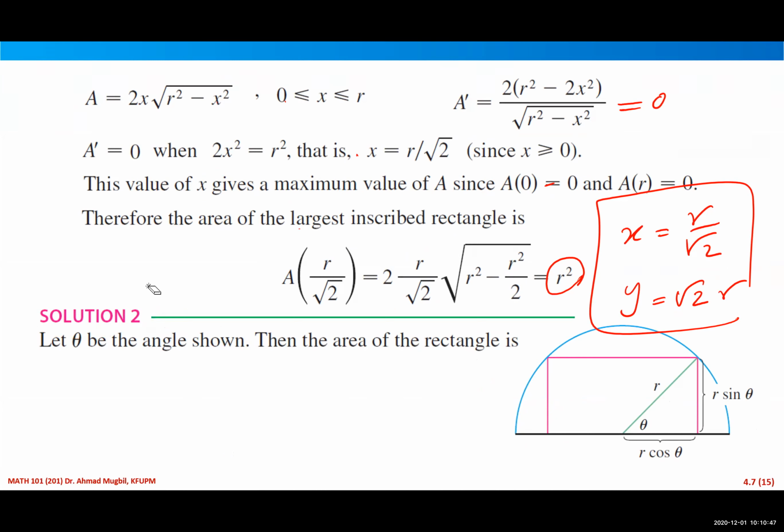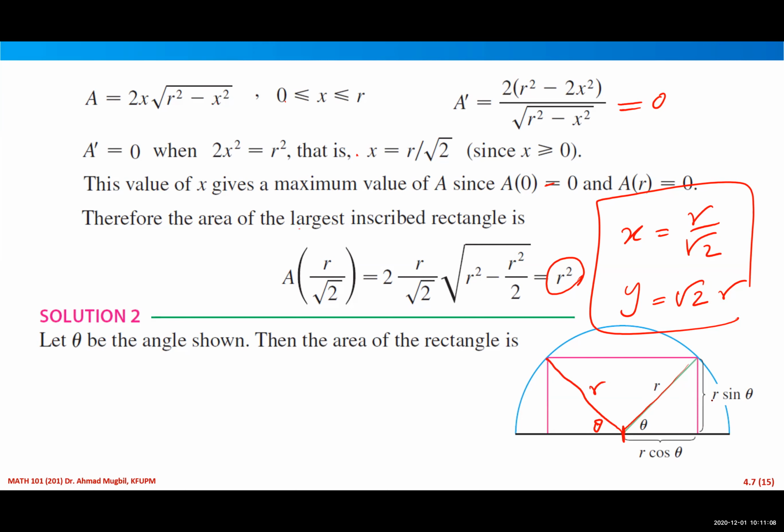You can solve this one, by the way, Shabab, without calculus, just by using trigonometry. Now draw a line from here to the middle. Let's consider this the center of the semicircle. Draw a line like here. This will be the radius. This will be theta. Also, this will be theta. And this will be R.